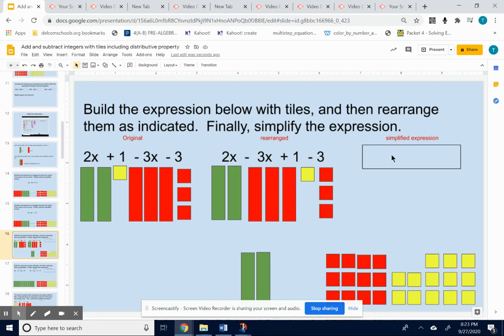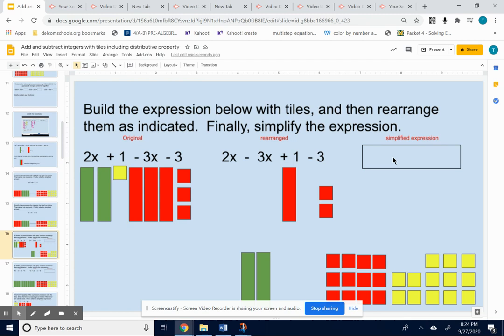Okay, so now to simplify it, I'm just going to look at the last one. Take away any zeros. I have a green rectangle and a red rectangle. I have a green rectangle and a red rectangle. Okay, I have a yellow square and a red square. So what I have right there in my picture is the final answer.